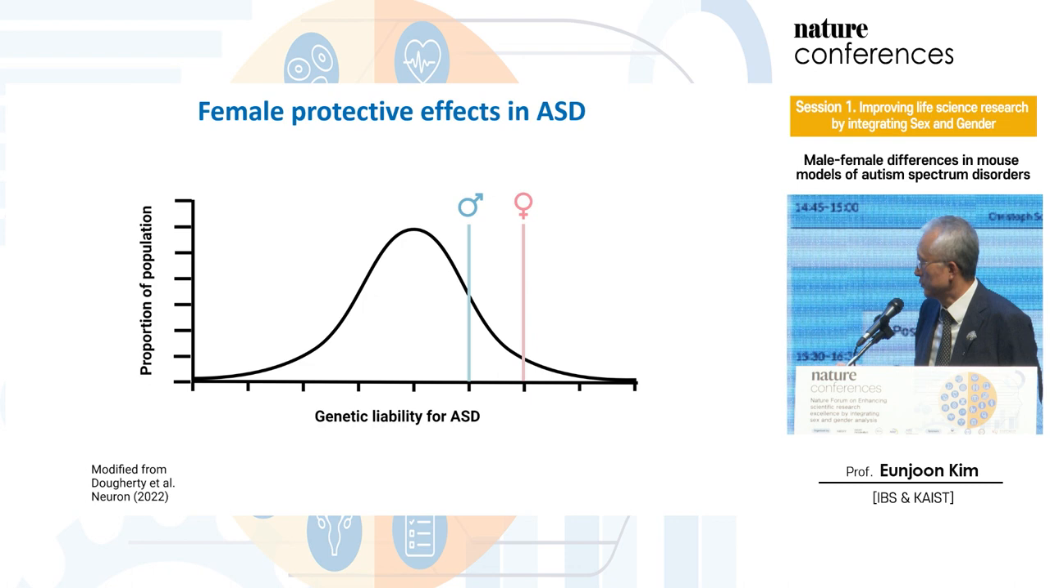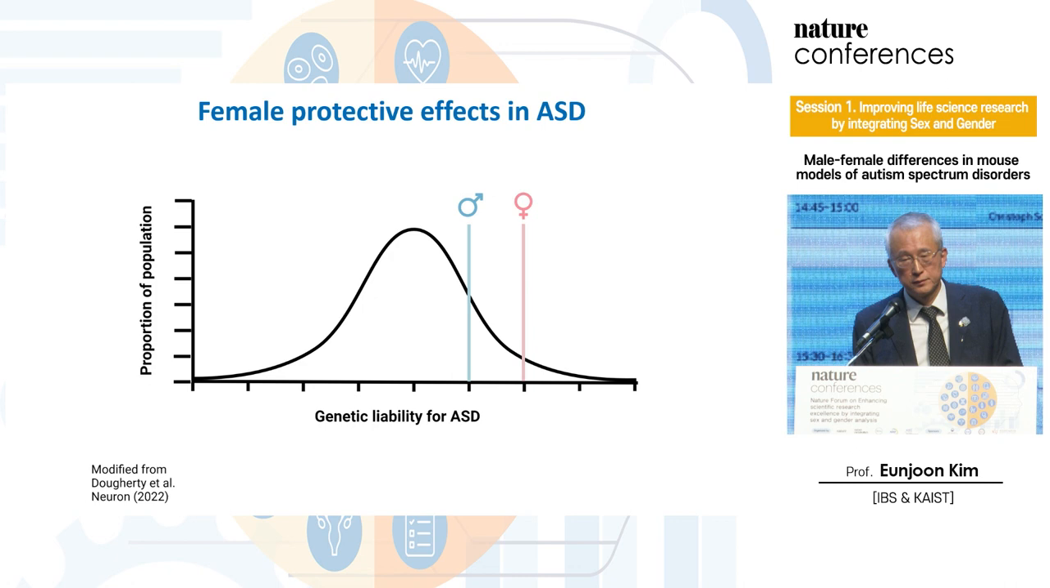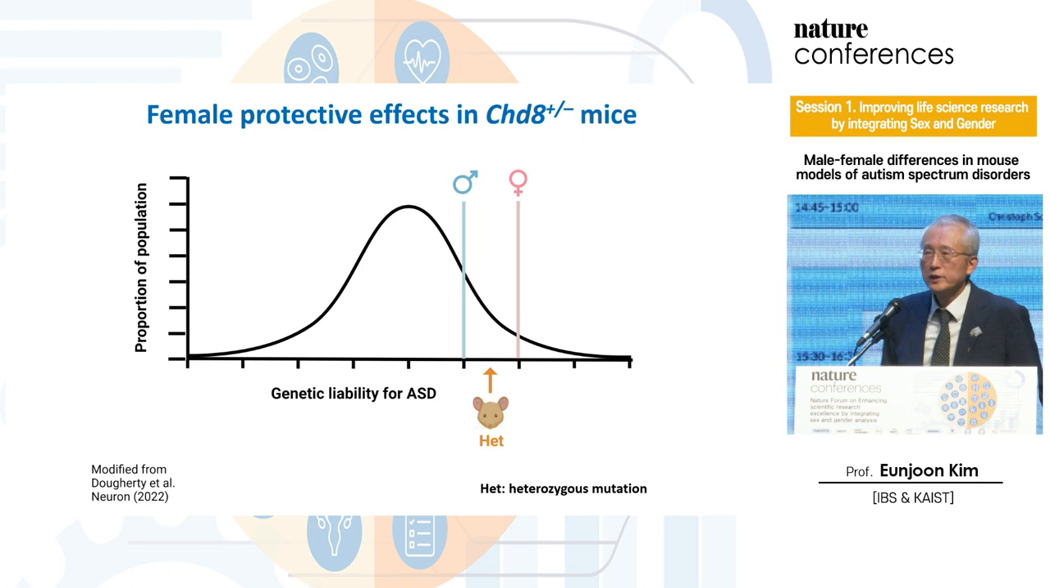Switching the gears a little bit, perhaps one of the most important hypotheses explaining the male-female differences is the so-called female protective effect. The message is very simple: it seems that stronger mutations are required for females to develop autistic symptoms. In other words, the thresholds are different. So we came up with an idea that maybe our CHD mutant mice fall somewhere in between the two different thresholds for males and females, such that these heterozygous mutant mice show a positive phenotype in males, but no ASD-related phenotypes in females.